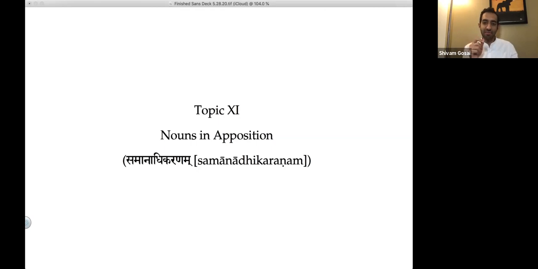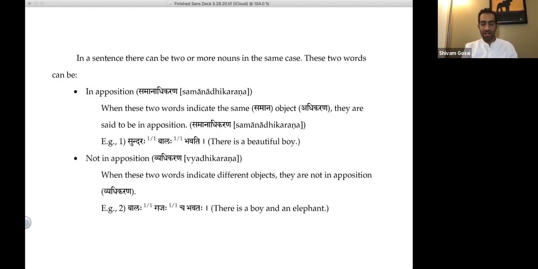Adhikaranam means a locus or location. Samana sounds very similar to English same, and same must have come from Sanskrit. Samana adhikaranam: those things which have the same locus. For example, if I say blue lotus, blue refers to that flower and lotus refers to the flower. Both are in the same locus. So when two words indicate the same object or locus, they are said to be in Samanadhikaranam.